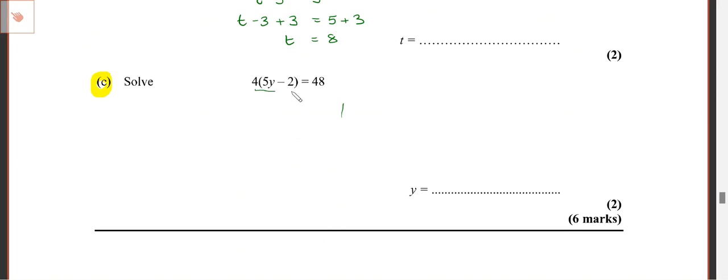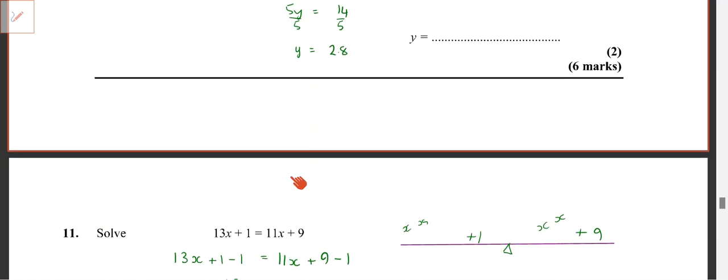They divided by 4 first, giving you 5y minus 2 is equal to 12. They then added 2, so 5y minus 2 add 2 is equal to 12 add 2. That's 5y equals 14. We divided by 5, and we got 1y has to equal 2.8. So lots of people had that.